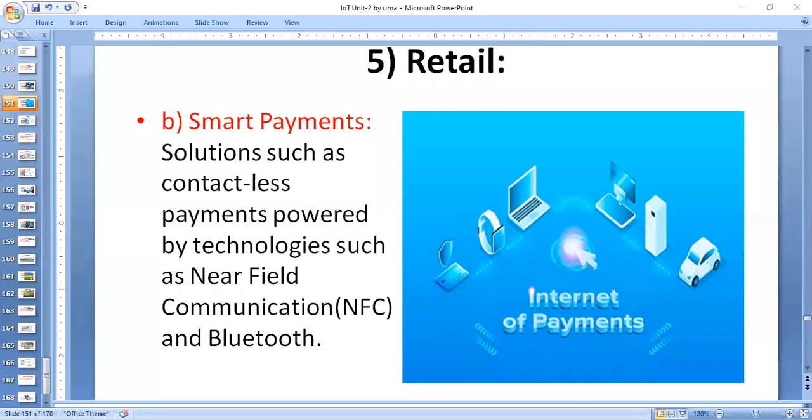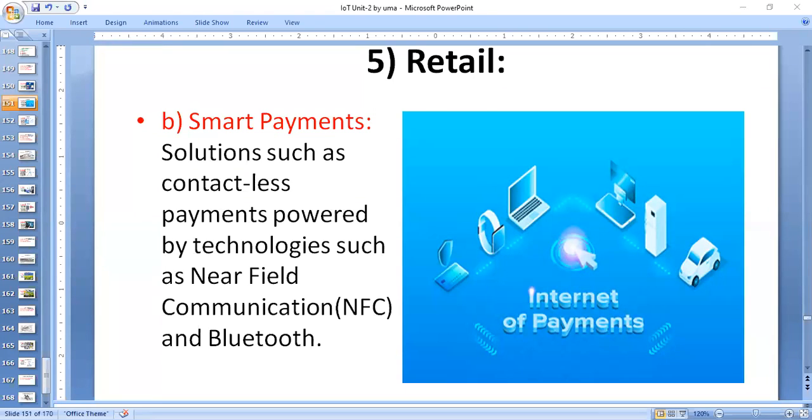The important thing here is that smart payment solutions such as contactless payment are powered by technologies such as near field communication and Bluetooth. Near field communication is a set of standards for smartphones and other devices to communicate with each other by bringing them into proximity. That means the customer can store credit card information in their NFC enabled smartphone and make a payment by bringing the smartphone near the point of sale terminal.